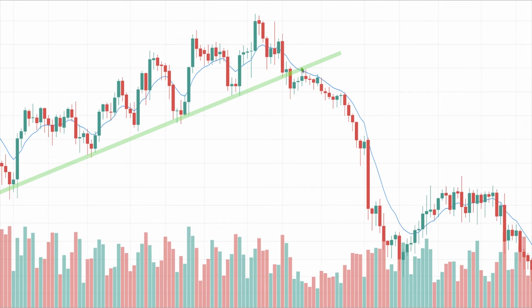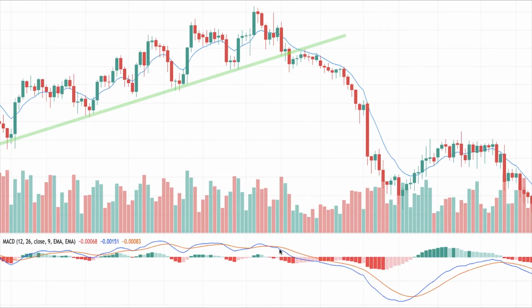Let's add an exponential moving average with length of 9 and see how it is. As you can see, the price is below EMA 9 and far from it, which shows increased downside momentum. Let's add MACD and see what's going on with MACD. As you can see, the MACD line has already crossed below the signal line somewhere around here, and it's moving further away, showing increased downside momentum.